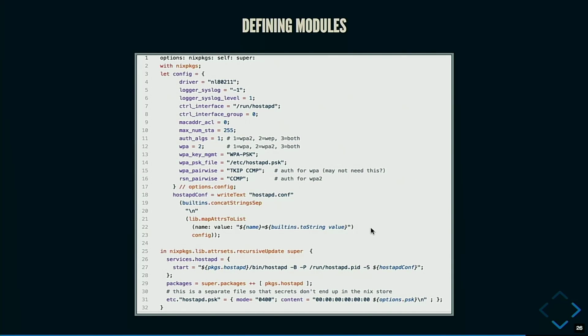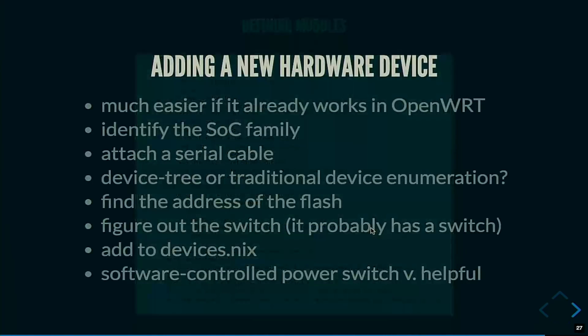The modules themselves actually look like this. You see the whole fixed point pattern up here with the self and the super. So that's our parent module. We're adding a service called hostapd. We're adding the hostapd package, and right down at the bottom, we're adding a file called etc.hostapd.psk, which has also got some content and a mode in it. And those files are written into Flash, same as everything else.